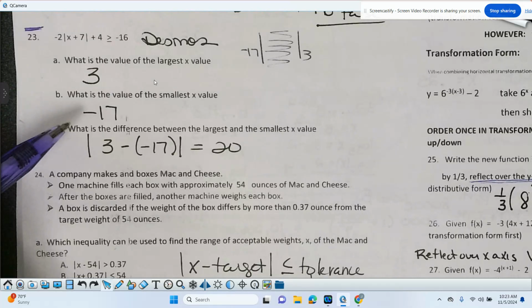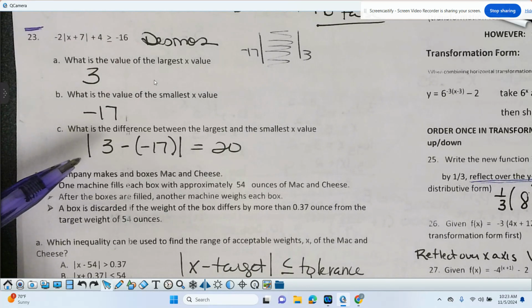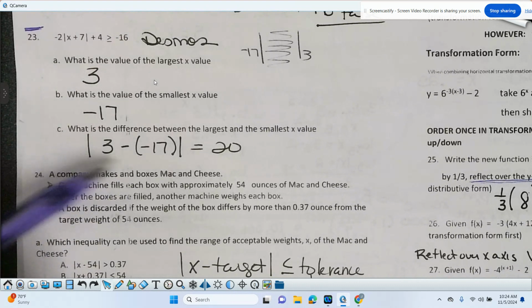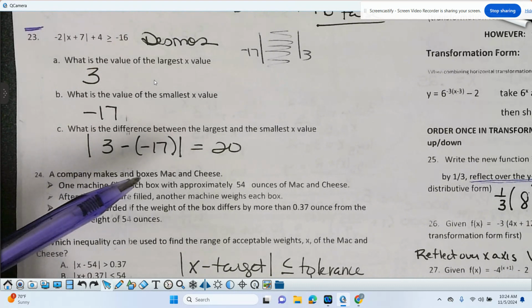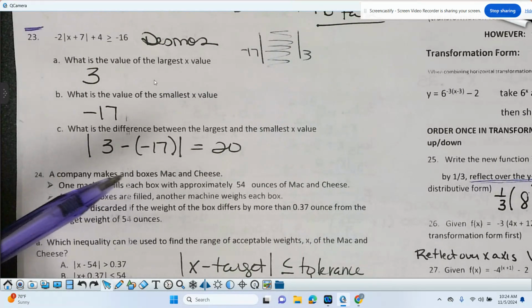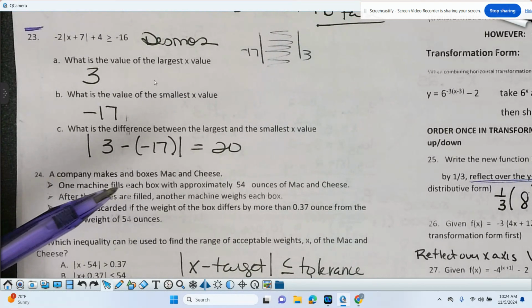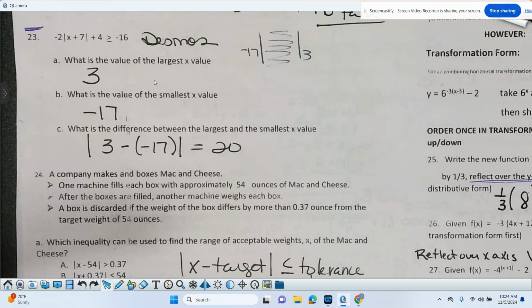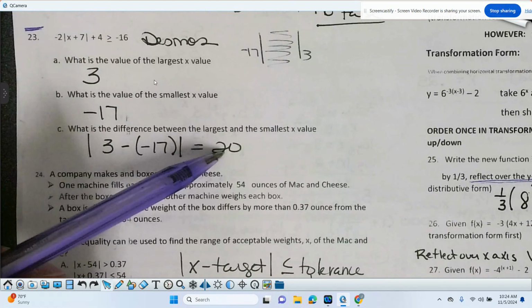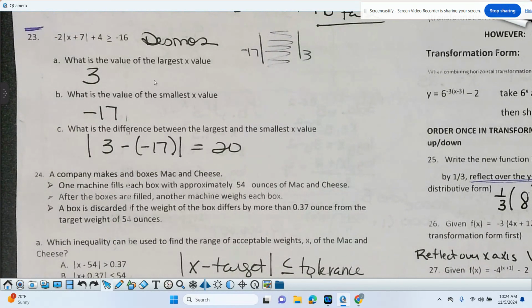What's the distance or the difference between them? You're always going to take your numbers, subtract your numbers, and find the absolute value. So 3 minus negative 17 would be positive 20, and then the absolute value of that would be 20. If you had said negative 17 minus 3, that would have been a negative 20, but the absolute value would have made it be 20, because remember, distance has to be positive.